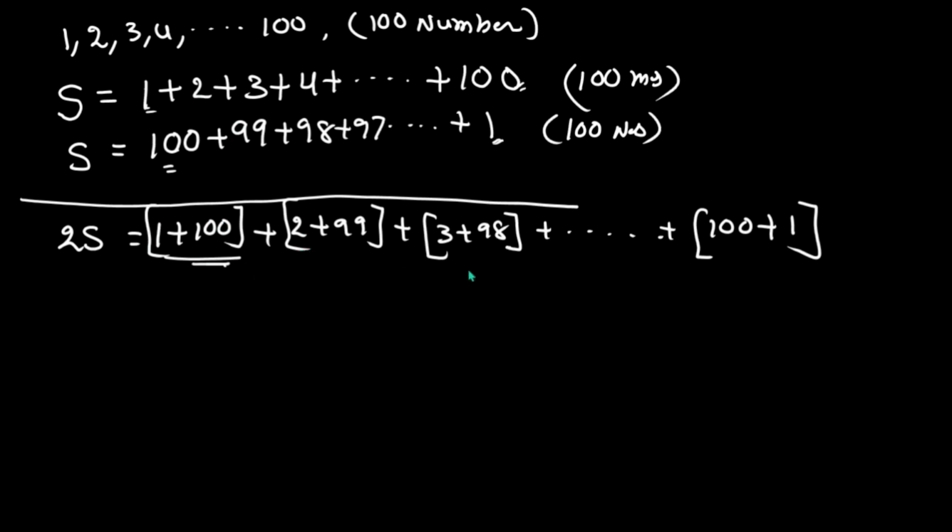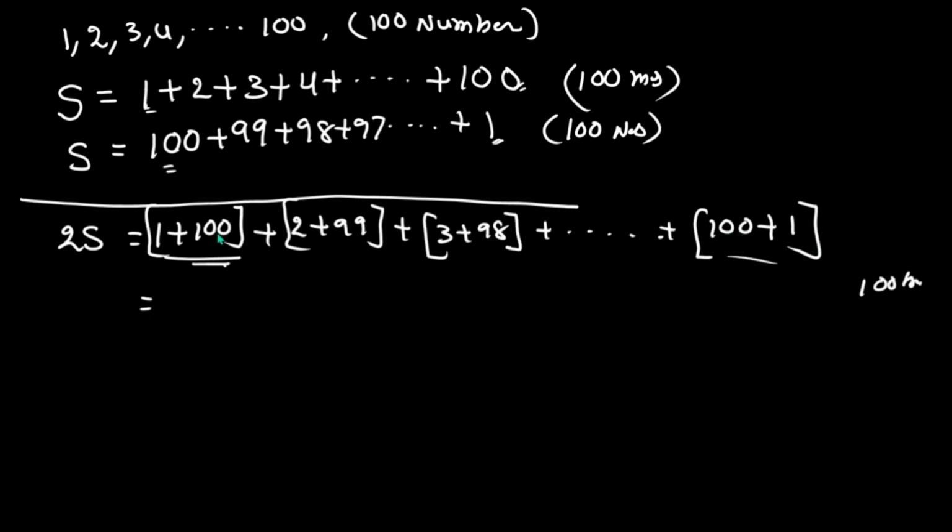So how many brackets will we have? This is having 100 numbers, this is also having 100 numbers. So each one I'm keeping in one bracket, like 1 plus 100, 2 plus 99, like that. So this is also going to have 100 brackets.